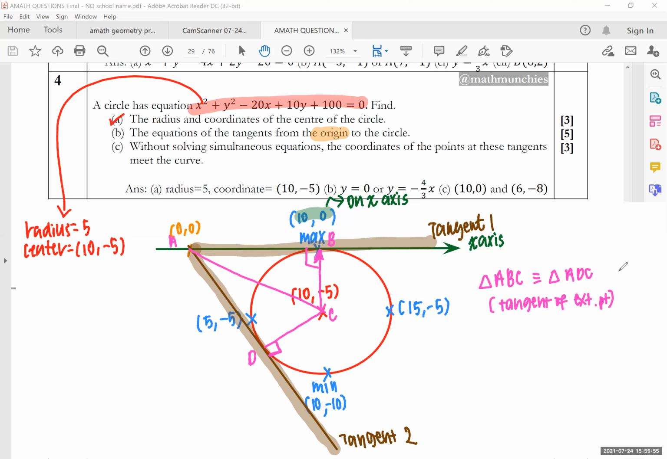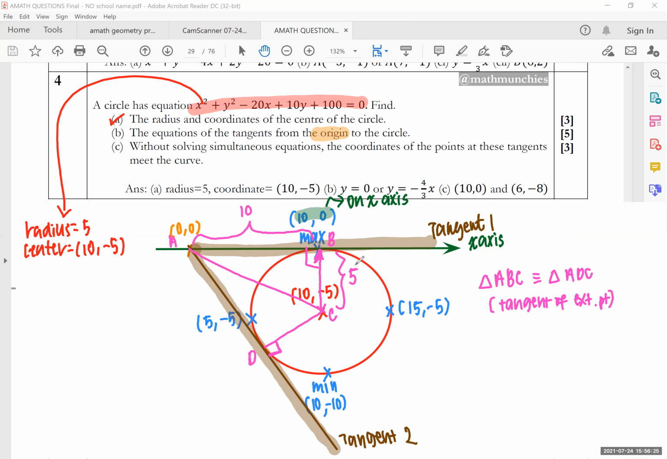Okay, so can you see that here is the origin? So origin to B means that over here, it has a length of 10. Agree, guys? So if this is a length of 10, can you see that BC is my radius? Means my BC is what? 5.